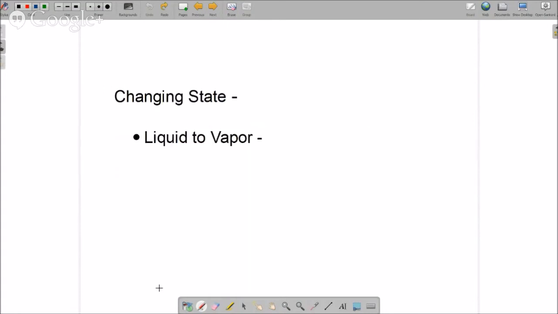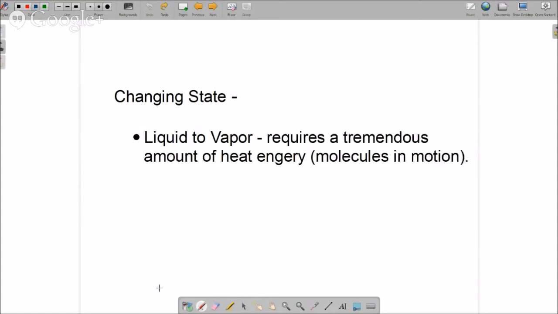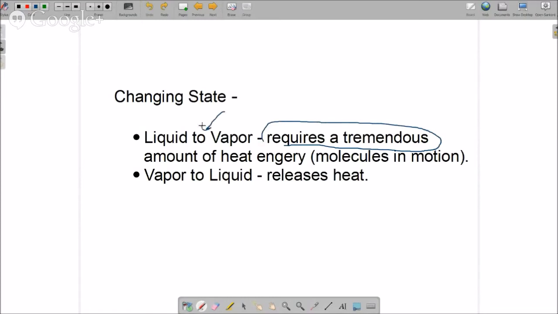Remember, changing state in our field is from liquid to vapor. And when refrigerant changes from liquid to vapor, it requires a tremendous amount of heat energy to make that change. And that's why refrigeration works. The other change of state in our refrigeration cycle is vapor to liquid, and that releases all of the heat that's required to change the state from liquid to vapor. It's released when the refrigerant condenses back down from vapor to liquid. All right, so change of state is where the refrigeration process happens.